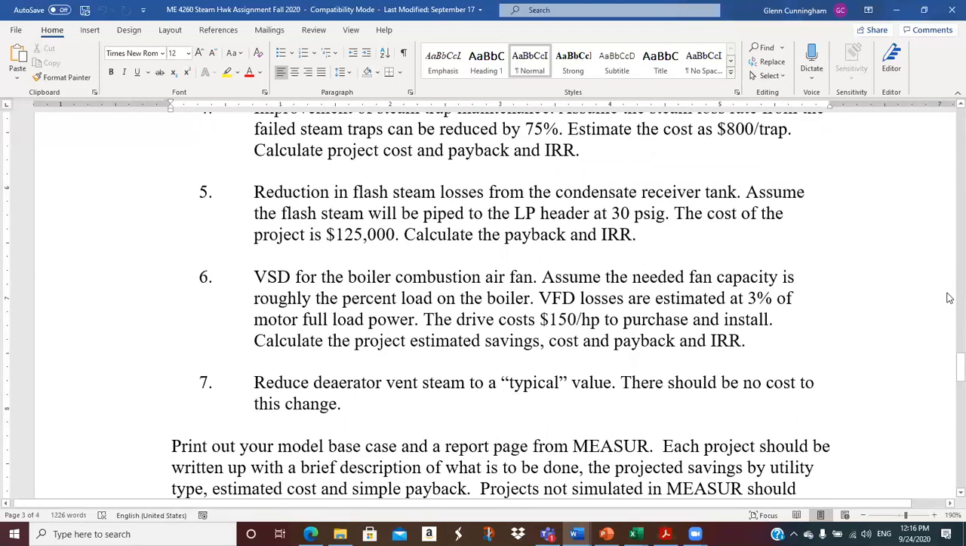And reduce the DA vent steam to a typical value. The measure has a suggested range. One student indicated he took the middle of that range as an estimate of what it could be reduced to. I think that's wonderful. I think that's very good, because y'all don't have a lot of experience in this, but the tool gives you some guidance. Just accept what they give you. That's fine.